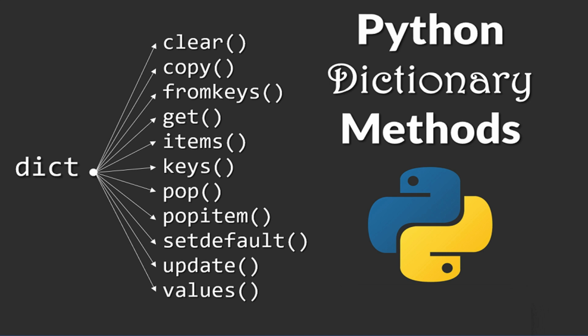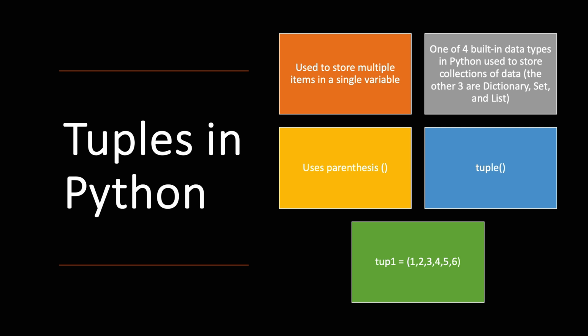But before I do that, I also want to cover another type of collection, and that is tuples. Alright, so by now I hope you have understood the concept of a collection, which is to store multiple items in a single variable. We saw this with lists and dictionaries. And now tuples is also one of the built-in data types in Python that is used to store collections of data.